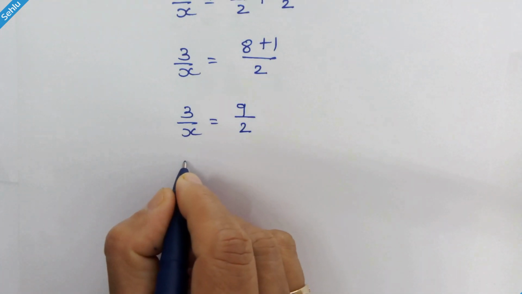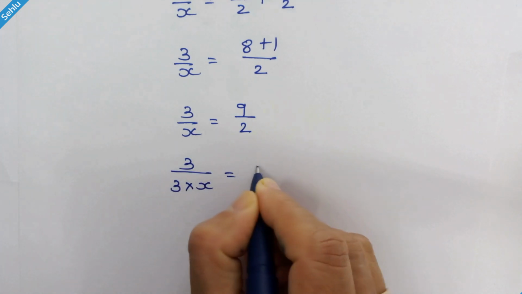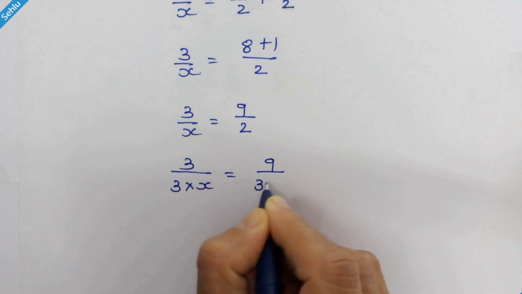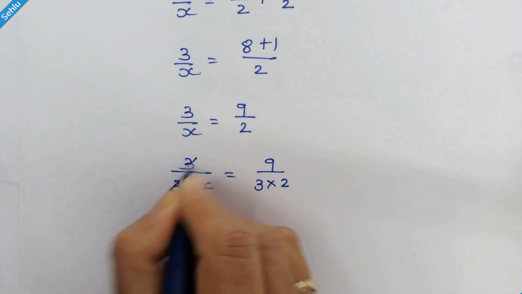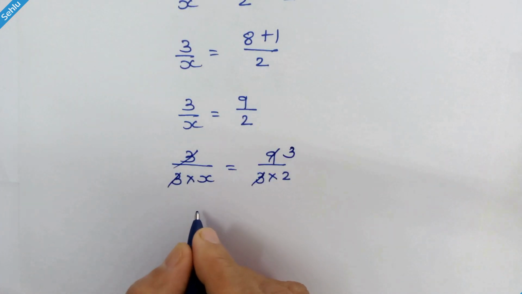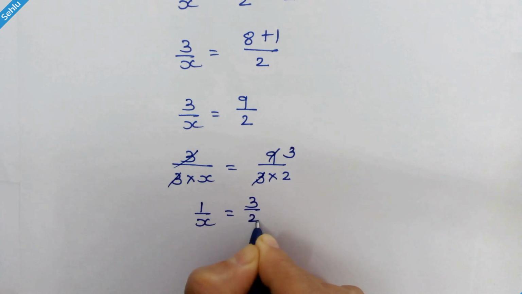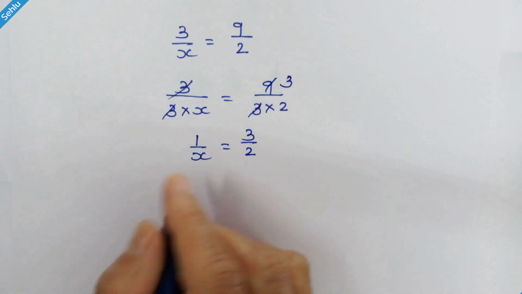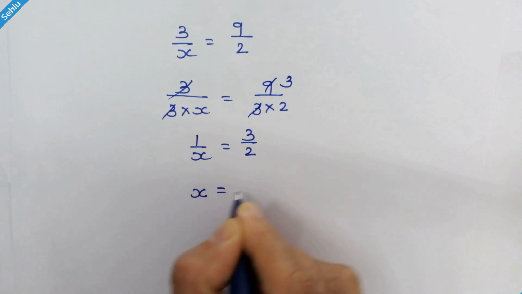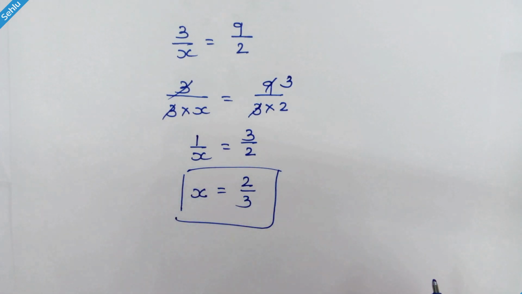If we divide by 3 on both sides, these 3 and 3 cancel out and 3 3s are 9. So we have 1 upon x is equal to 3 upon 2. So x is equal to 2 upon 3 is the answer.